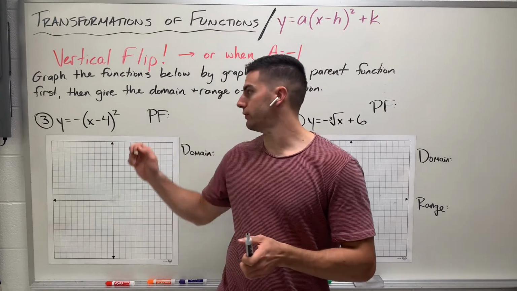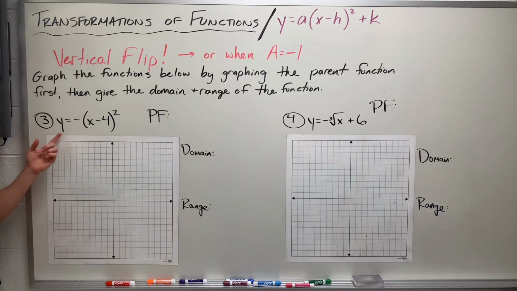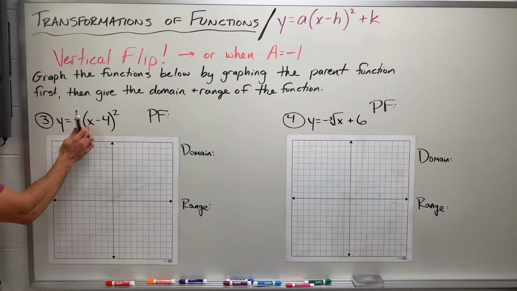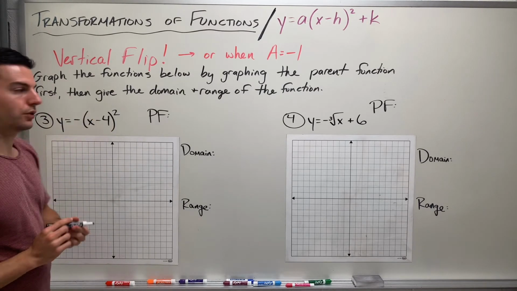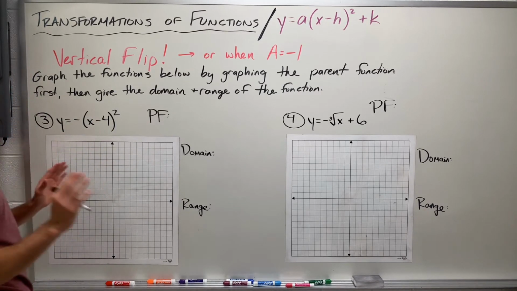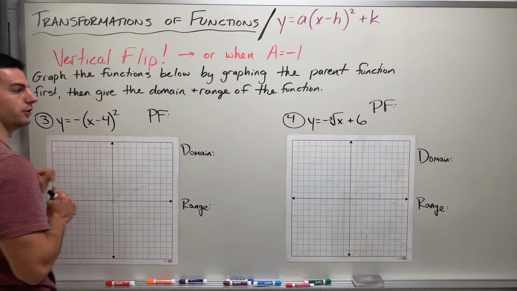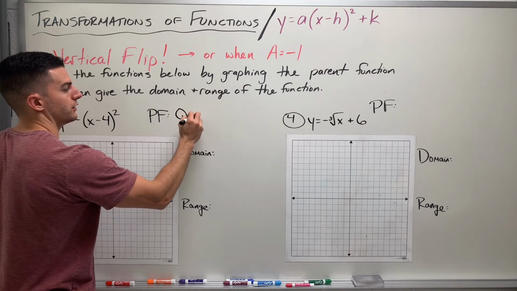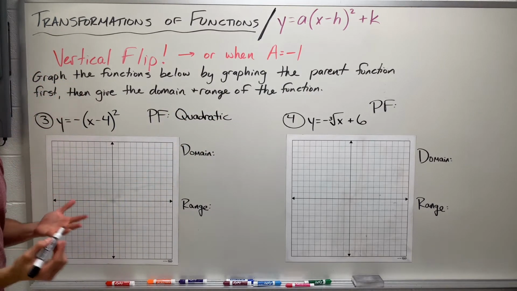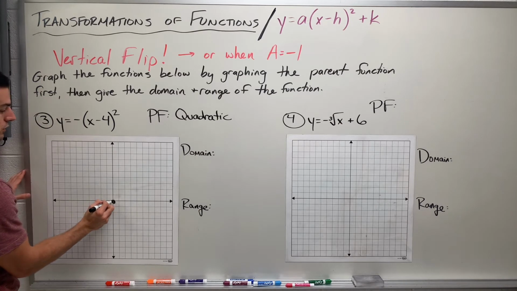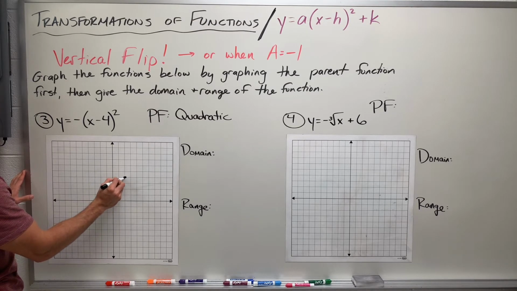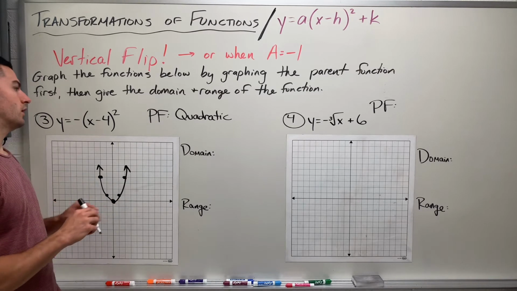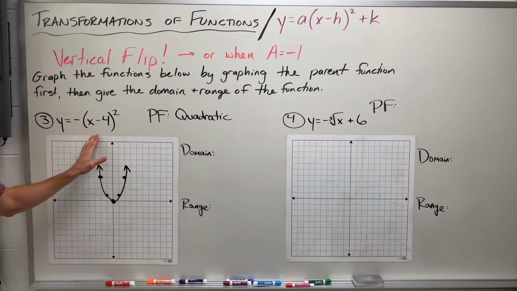All right, so I've got 3 and 4 up here. Okay, so number 3, looking at this, y equals negative quantity of x minus 4 squared. Okay, so again, first thing we've got to do is identify the parent function and then draw that on the graph. Parent function is a quadratic because that's squared. So that is a quadratic graph, and that is a parabola shape, right? So start at the origin, up 1 over 1 in both directions, and then up 4 over 2 in both directions. Very good.